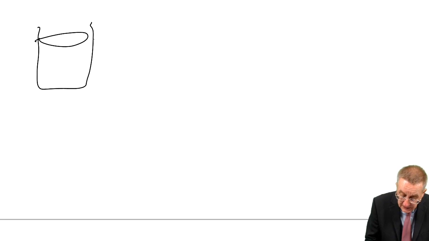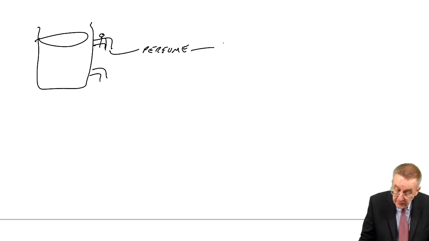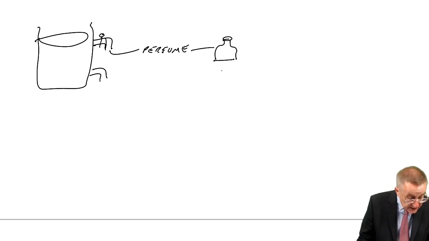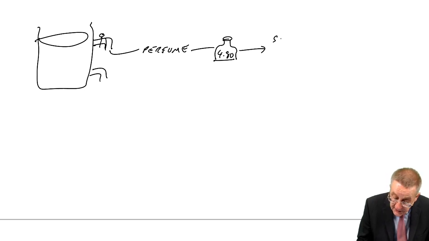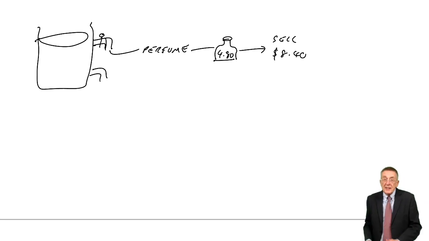So you see, we've got our process, this perfume toilet water business. Out of the top one comes perfume, which I can't spell. But before we can sell it, we need to put it in a bottle. And that bottle costs us, the further processing, $4.80. And then we can sell it for $8.40. So it's not worth $8.40 when it comes out of the process. It's got to be put in that bottle first.